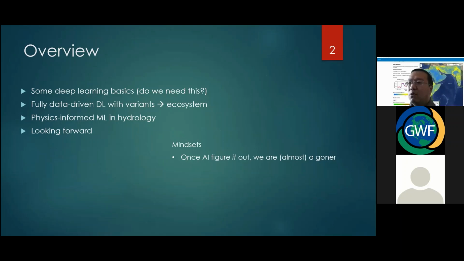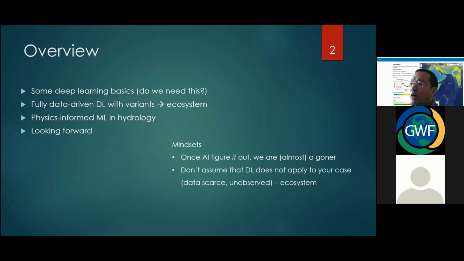But more importantly, I want to talk about the mindset that we have to think about this issue. Some of the things I want to convey is that once the AI figures it out, we are almost goners. And it's very hard to compete with AI head-to-head on some optimization tasks. Also, secondly, don't assume that deep learning is not applicable to your case, whether it's because you have scarce data or your data is unobserved. For example, ecosystem, and you'll find that it's actually applicable.